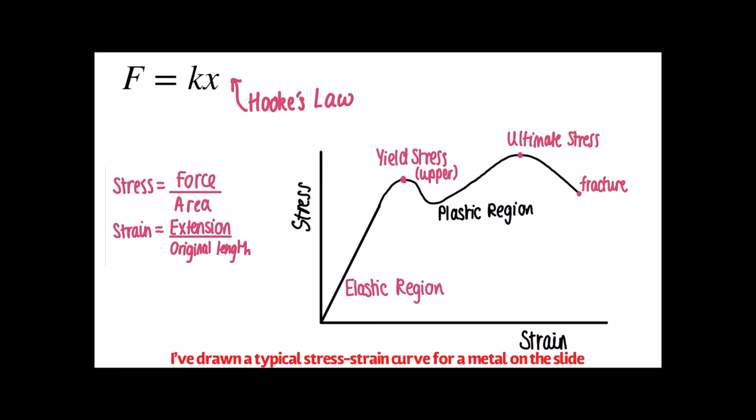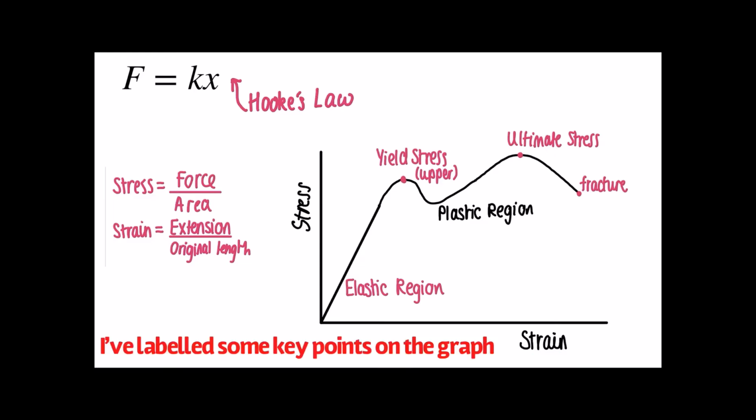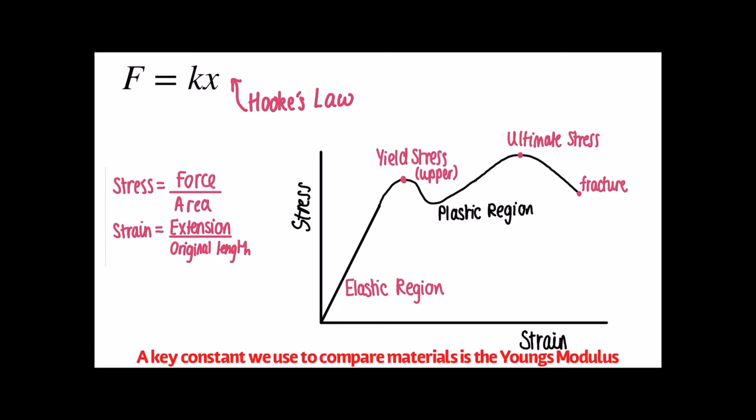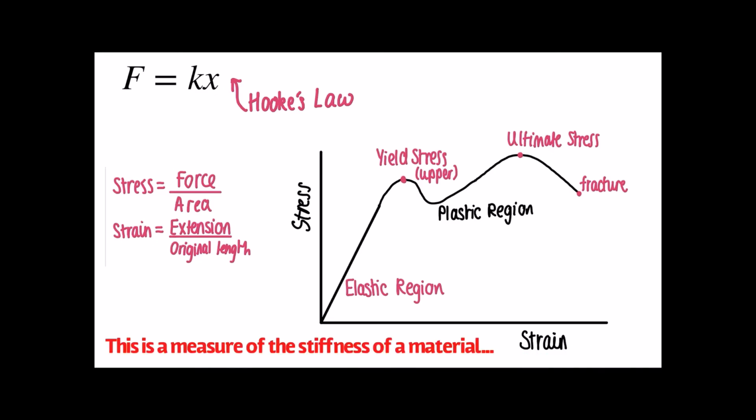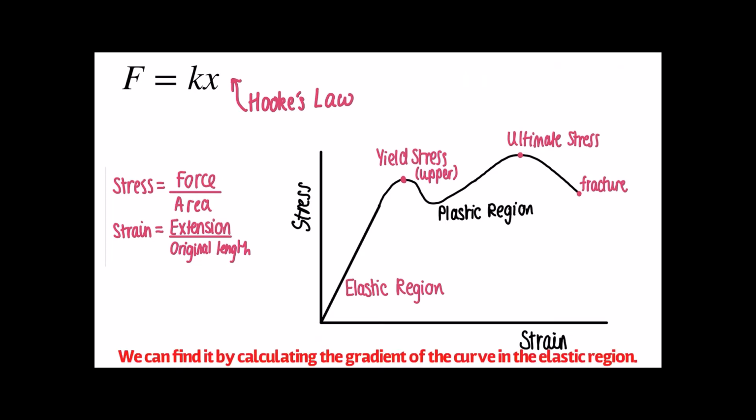I've drawn a typical stress-strain curve for the metal on the slide. I've labelled some key points on this graph, and we might compare these values between different materials to work out what their properties are and what they're good at. A key constant we use to compare materials is the Young's modulus. This is a measure of stiffness of a material, or how well a material withstands deformation when we apply a force. You can find it by calculating the gradient in the elastic region of the stress-strain curve.